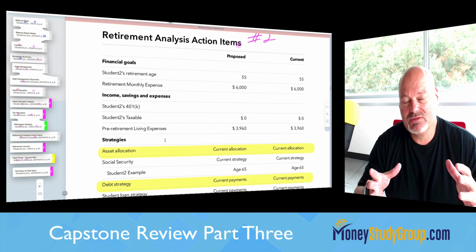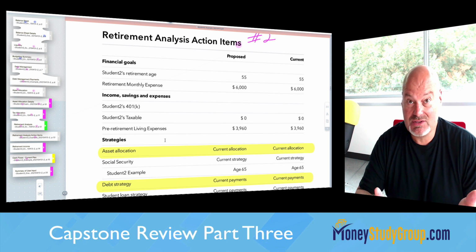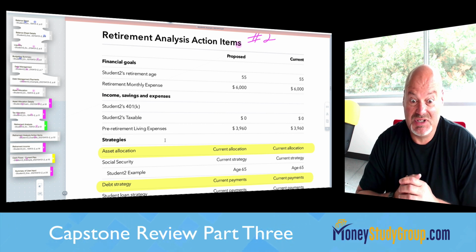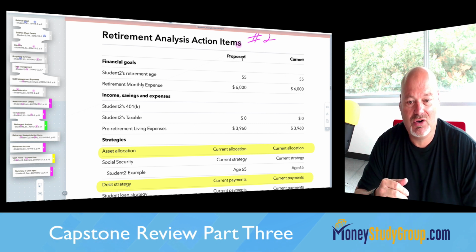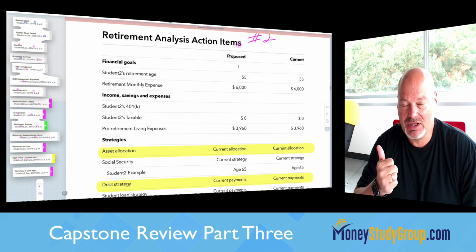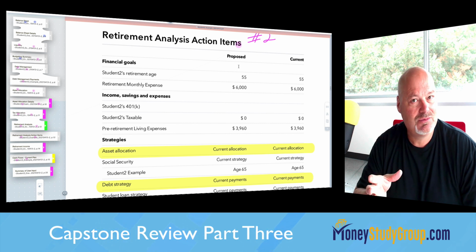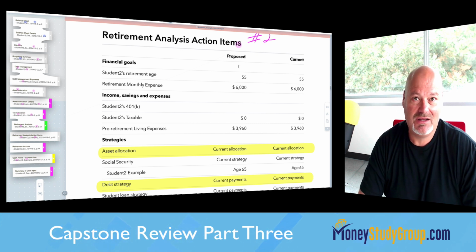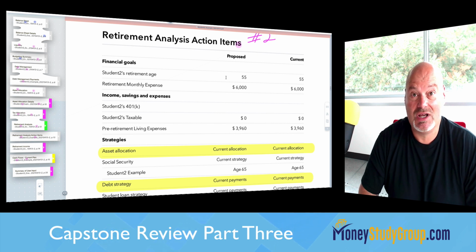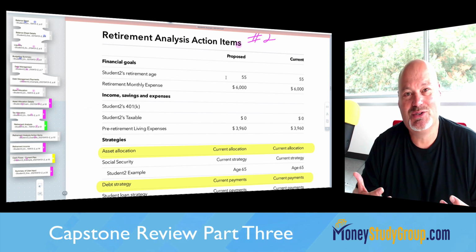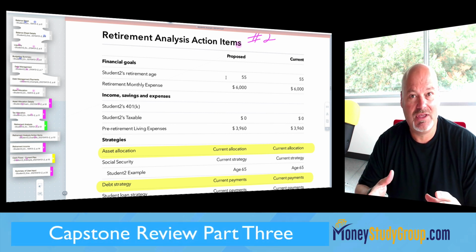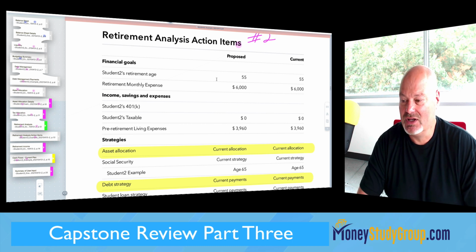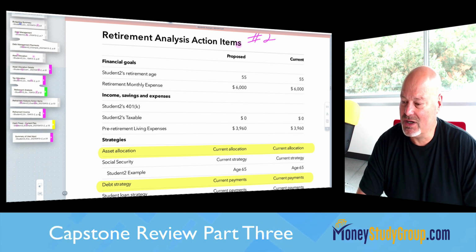So in terms of losing points on the capstone assignment, this is where you would lose some points, because you just didn't do anything to move the needle. Everything's the same from current to proposed. So click on that drop down window, make some changes, save it, and then it'll grab a screenshot, and you'll be showing me that you understand what we're trying to do here by moving the needle, by changing a few of the things in your plan, like the things I mentioned. So that's retirement analysis. And I think that's pretty much it.